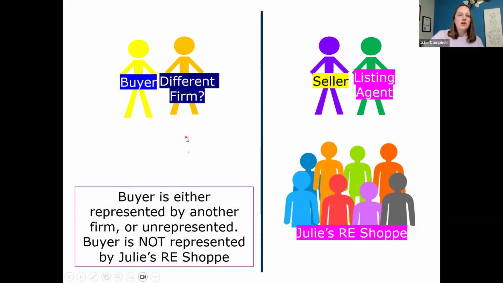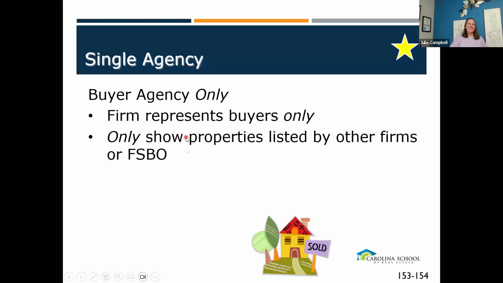Flip that coin. You have firms that only represent buyers. Sellers don't hire them. They don't take on listings. They have buyer clients only. So the only property I can show you is either that listed by other firms or the for sale by owner, because I don't have any of my own listings. We're only taking on buyer clients.